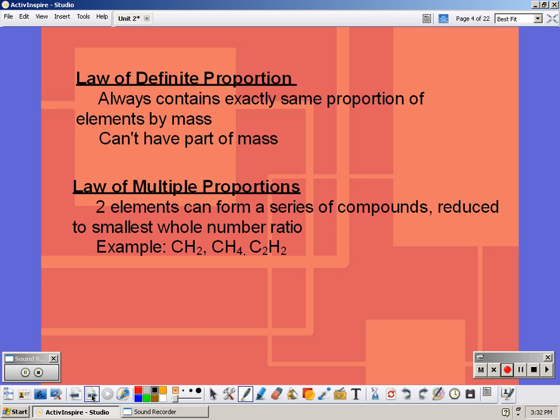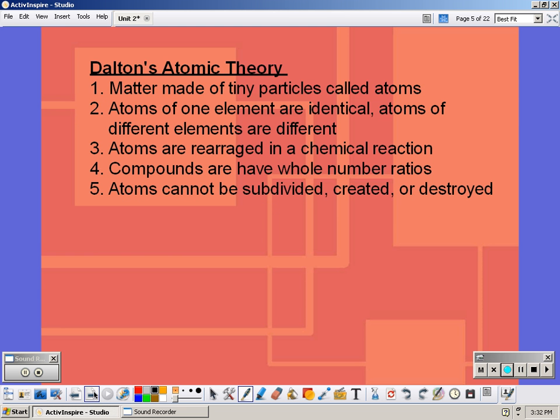The law of multiple proportions says that you can take any 2 elements, so like carbon and hydrogen, organic chemistry here, and you can form a series of compounds. So you have CH2, CH4, C2H2, C3H8. They're the same elements but in different ratios, and those ratios based on the definite proportions should always be whole numbers. Dalton's atomic theory says that matter is made of tiny particles called atoms.